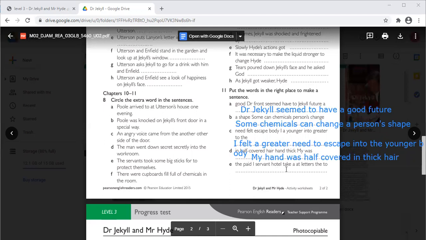Okay, the last sentence. The, paid, I, servant, hotel, take, a, at, letter, the, to. So I paid the servant, I paid a servant at the hotel to take the letters. And of course, this is how Dr. Jekyll solved his problem of returning to his shape again without being discovered, by going to a hotel and sending letters to Mr. Poole, his servant, and Dr. Lanyon, his friend, in order to change into being Dr. Jekyll and then going back home. So I paid a servant at the hotel to take the letters.